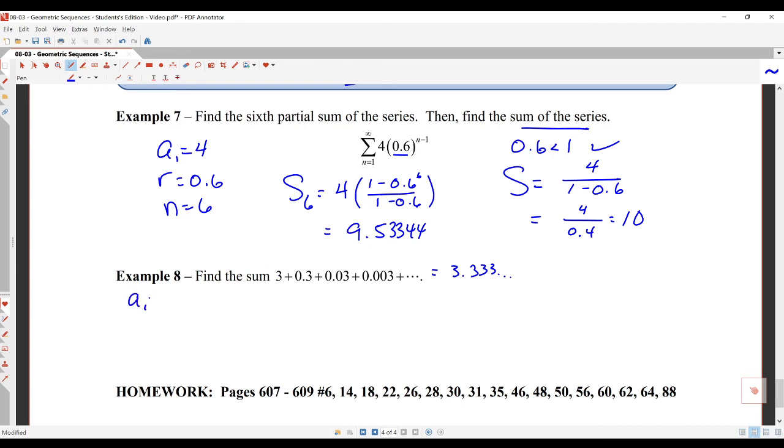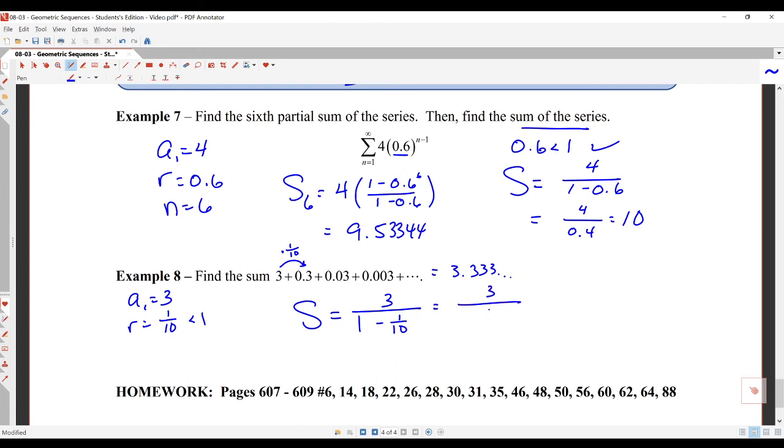Our first term here is 3. From one term to the next term, we multiply by 1/10. Or if you put 0.3 over 3, you'll get 1/10. So that's our r. Again, r is less than 1, so we do have a sum. And this is an infinite sum. So S is going to be a1 over 1 minus r.